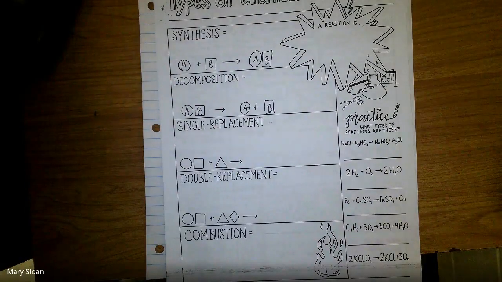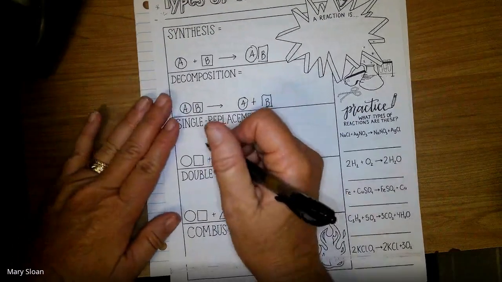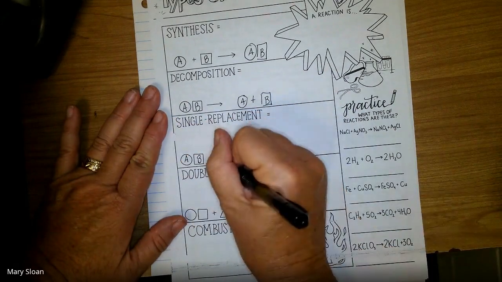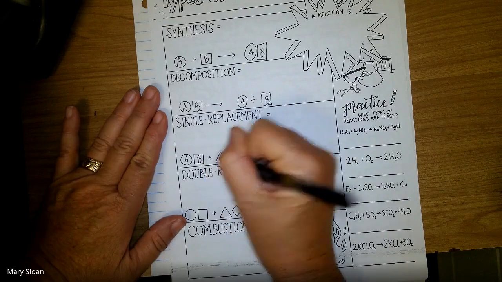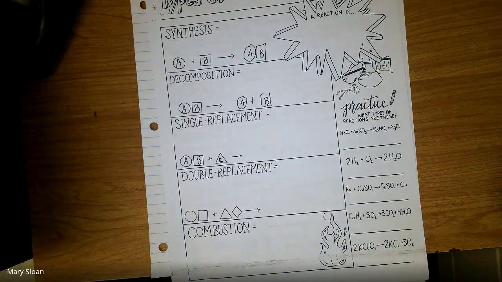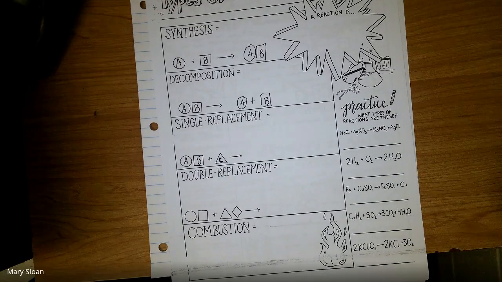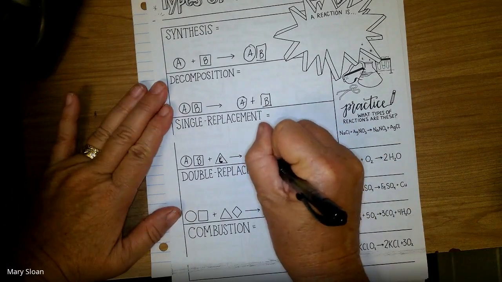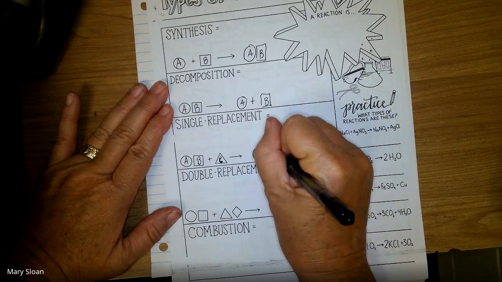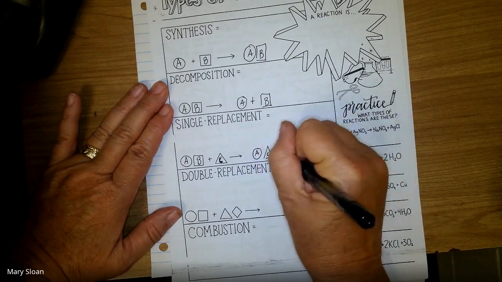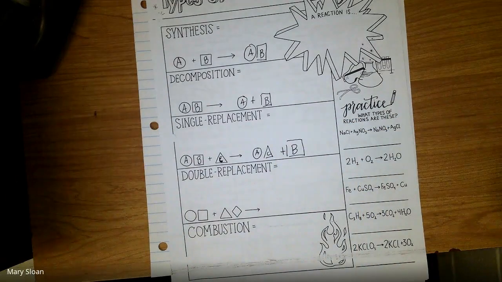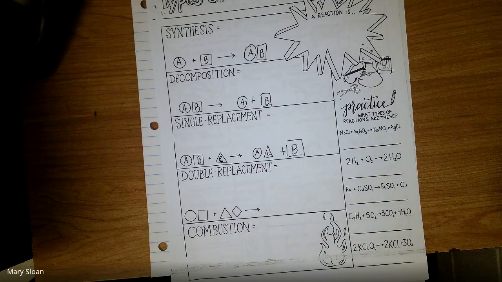Now we have single displacement. So we have A, and we have our B, but now we have a C. Basically what this is, it's a compound adding something else to it. Now when we go through a single displacement, we still have our A, but our C comes over here and our B gets separated. All right? So that is single replacement.